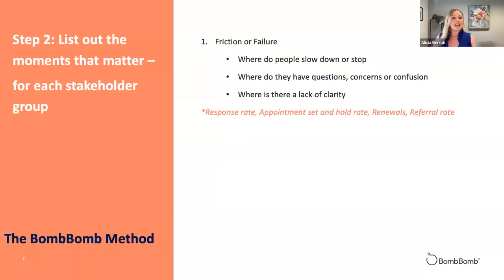Okay, so Step 2 for the BombBomb method is to list out the moments that matter for each stakeholder group. Okay. Now, what do you mean? The moments that matter? I want you to start thinking about these moments that matter in 2 different ways. Number 1, where are the places of friction or failure in the process? Like, where do people slow down or stop moving forward with you? Where are you seeing that happen?